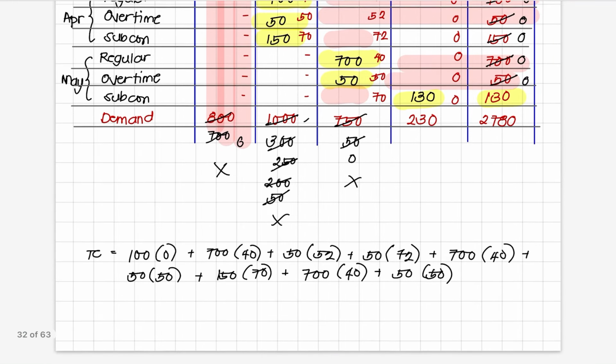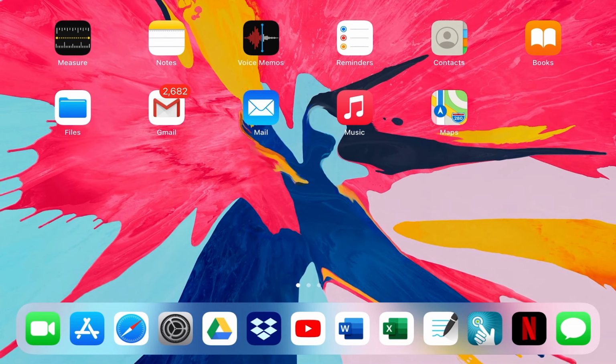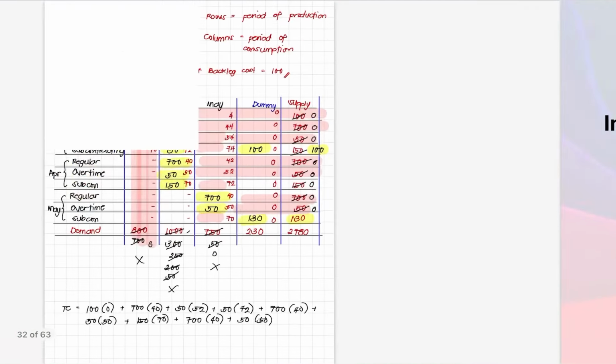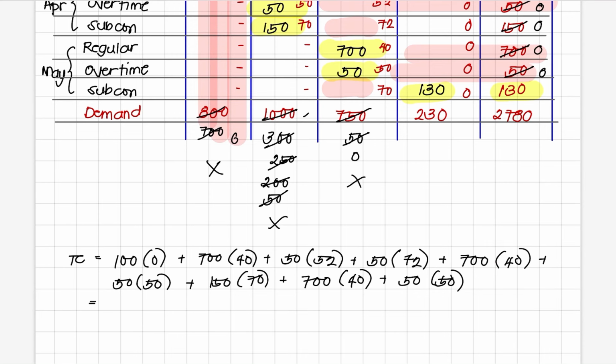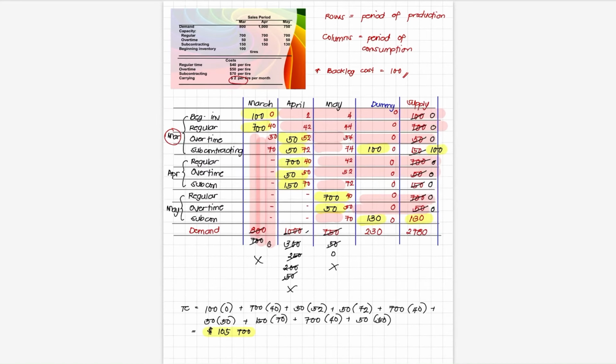So, syempre, yung dummy, hindi ko na-include doon sa computation ng costs ko, kasi wala siyang cost. Ayan. So, yung kanyang total value, so that's 700 times 40 plus 50 times 52, then 50 times 72 plus 700 times 40 plus 50 times 50 plus 150 times 70 plus 700 times 40 plus 50 times 50. So, the answer is $105,700. Okay? So, that's the final answer for our solution here.